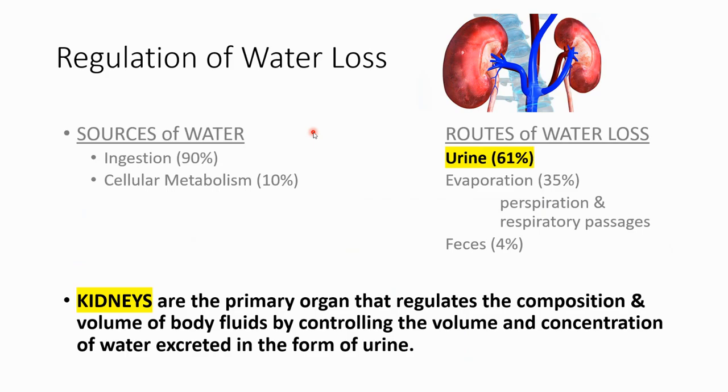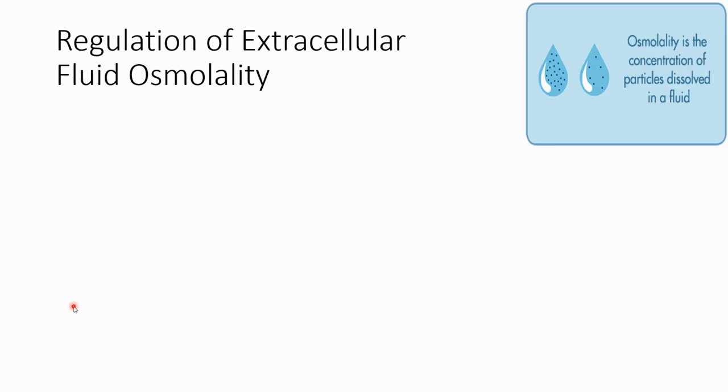Regulation of water loss. Again, we already talked about this. We're going to stick with the urine part of this, that 61% that is lost in the form of urine. And kidneys are the primary organ that regulates the composition and volume of these body fluids by controlling the volume and concentration of water excreted in the form of urine. You can probably see where we're going with this. This sounds a lot like antidiuretic hormone, and you would be correct, partially correct. There are some other factors at play, of course.